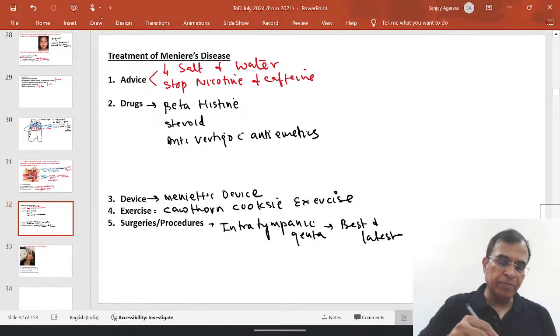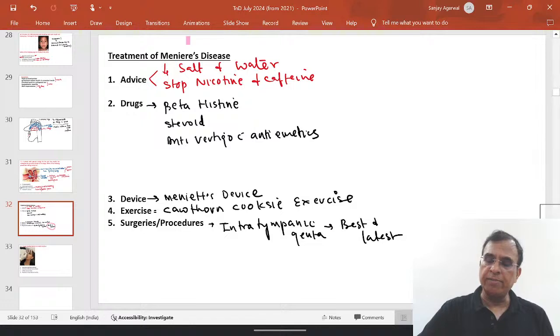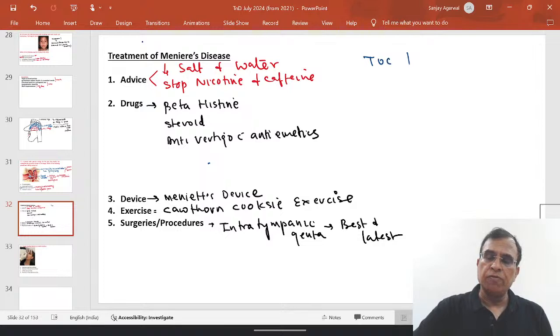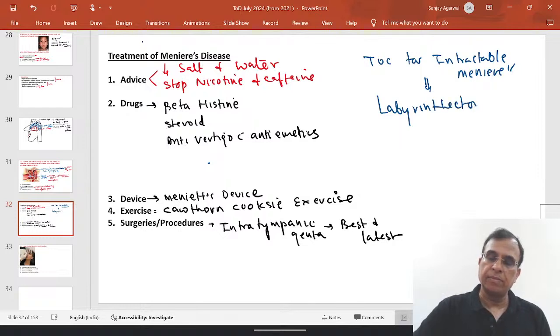Now I have deliberately written this line because I know there is an MCQ going around. A lot of people have asked me that treatment of choice for intractable Meniere's. This is a question in some MCQs. I don't know, people are asking me, and the answer given is labyrinthectomy. And this is a wrong answer. Or you can say it's an old answer. Let's not call it wrong, it's an old answer.